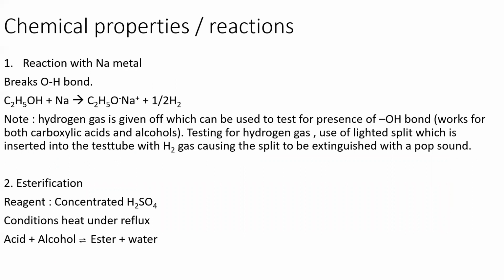So let's move on. Also take note that alcohols can react with sodium metal. It will produce a sodium alkoxide and hydrogen gas. The hydrogen gas can be used to test for the presence of an OH bond. To test for it, you use a lighted splint and put it in a test tube with the hydrogen gas, causing the splint to be extinguished with a pop sound. Also take note that this test does not by itself show that it's an alcohol, because the OH bond can be present in both carboxylic acids and alcohols.